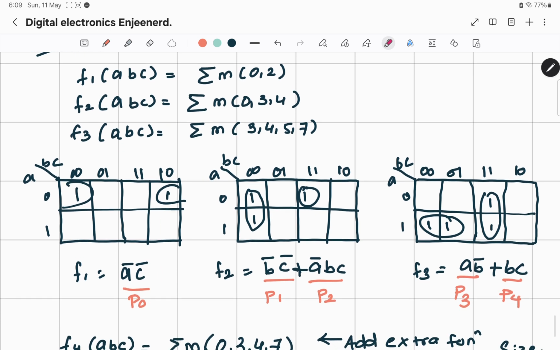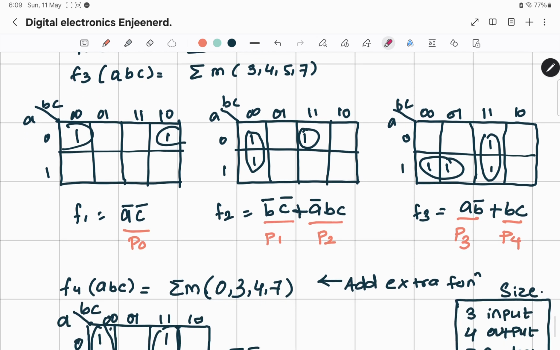Now for this reduced equation, I will find out what are the product terms required for me. So this is my first product term, my second product term, third product term, fourth product term and fifth product term. So P0 to P4, I have 5 product terms which are generated to implement all the 3 functions.